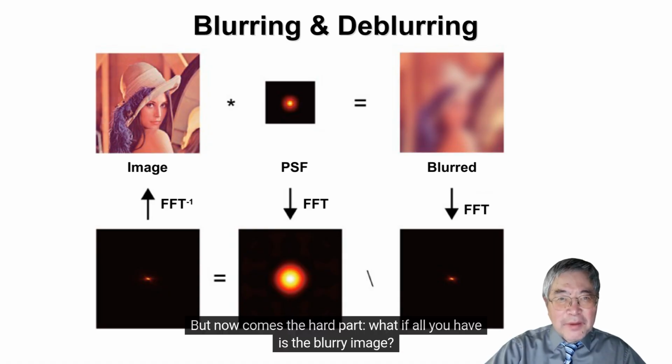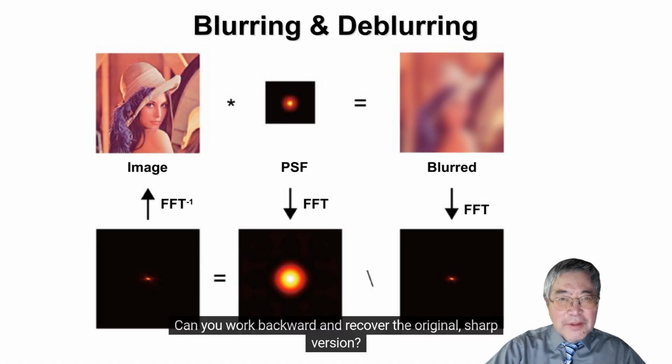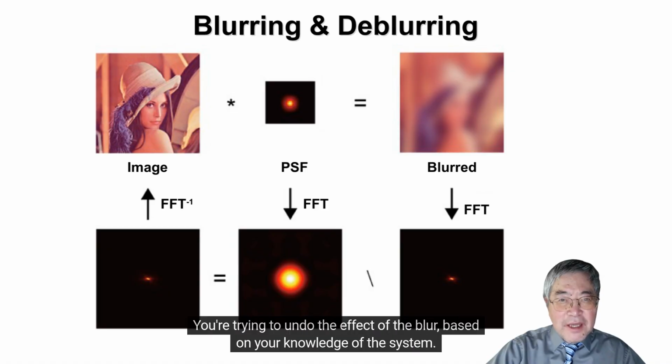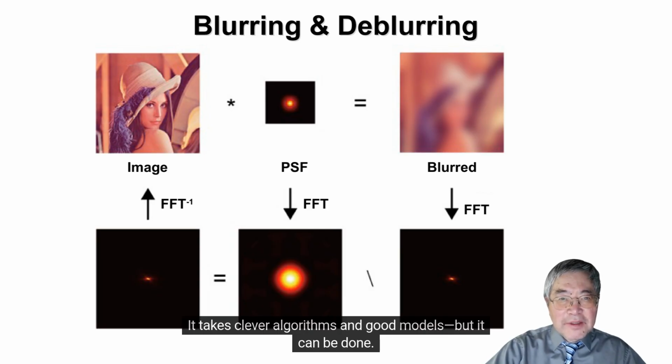But now comes the hard part. What if all you have is the blurry image? Can you work backward and recover the original sharp version? That's another inverse problem. And just like with tomography, it's tricky. You're trying to undo the effect of the blur based on your knowledge of the system. It takes clever algorithms and good models, but it can be done. And that's the kind of thinking we'll develop throughout this course.